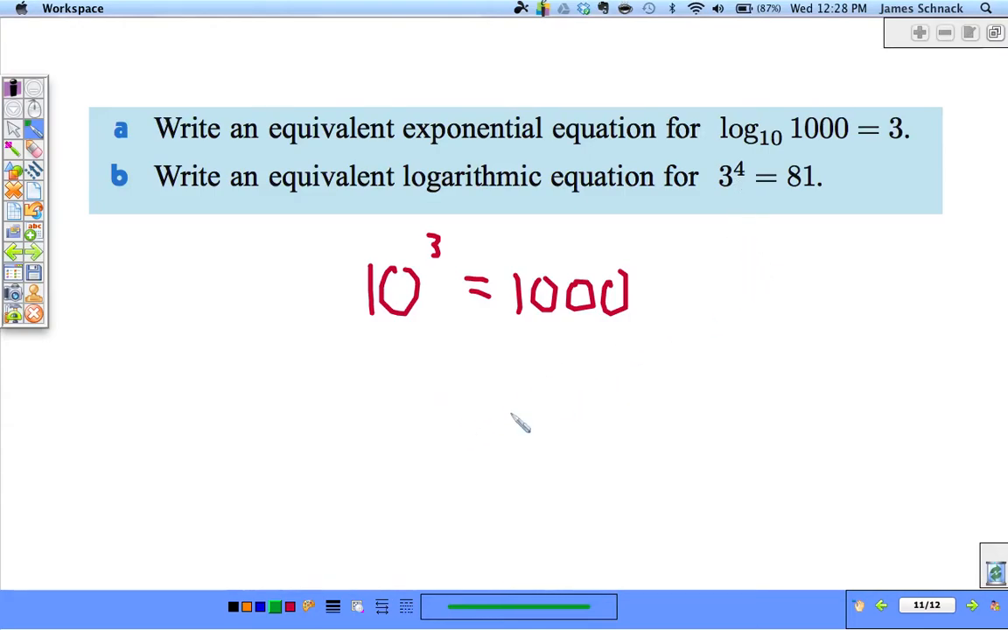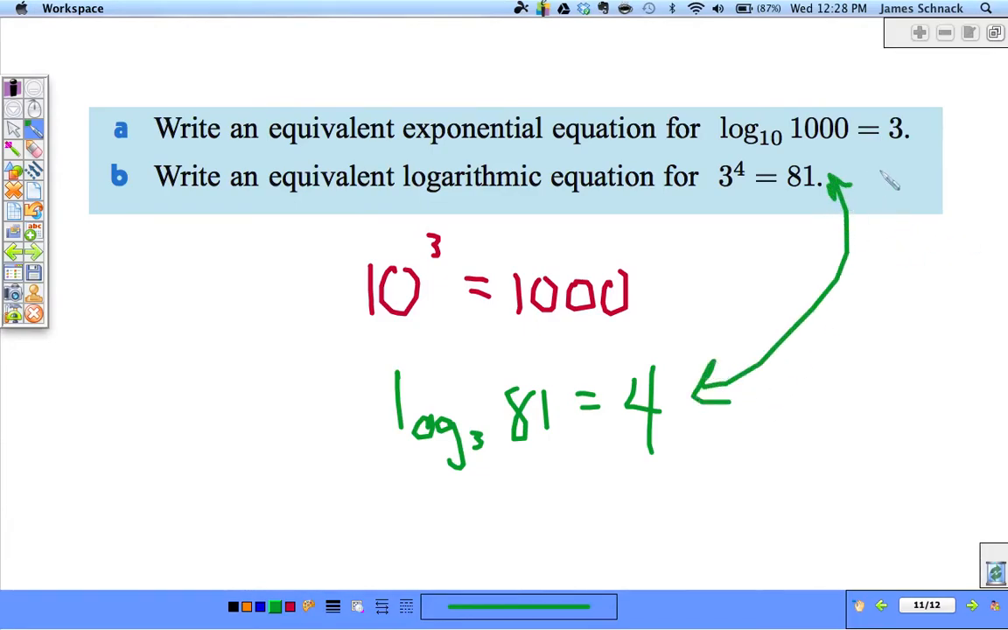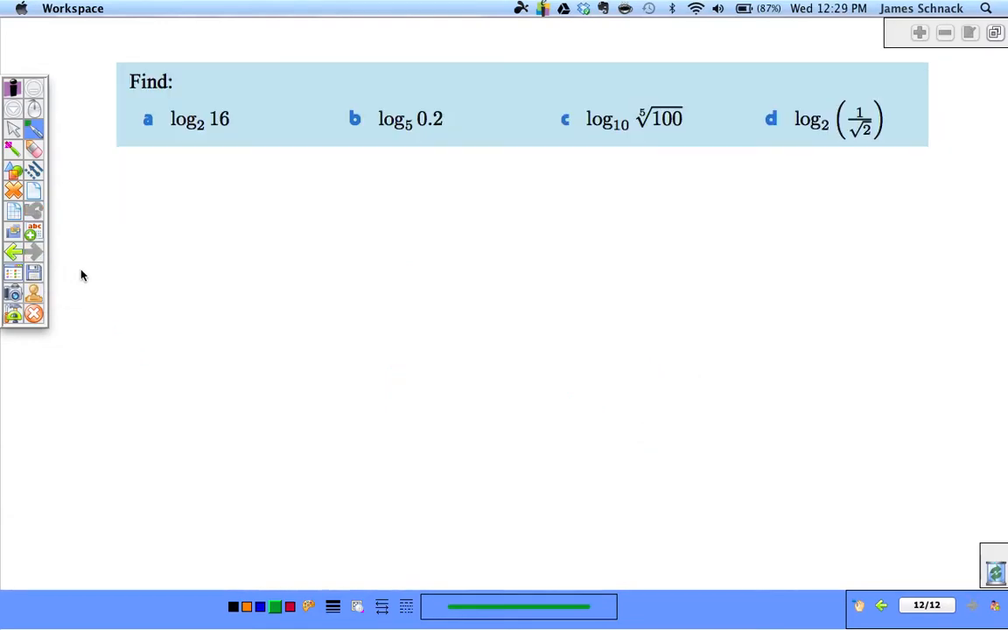Part B, write an equivalent logarithmic equation for 3 to the 4th equals 81. What's the base? The base is 3. So we're going to write log base 3. Remember, logs are equal to exponents. So this log is equal to 4. And what are we taking the log of? 81. You need to be able to move fluidly between these two forms. It's very important for solving equations.